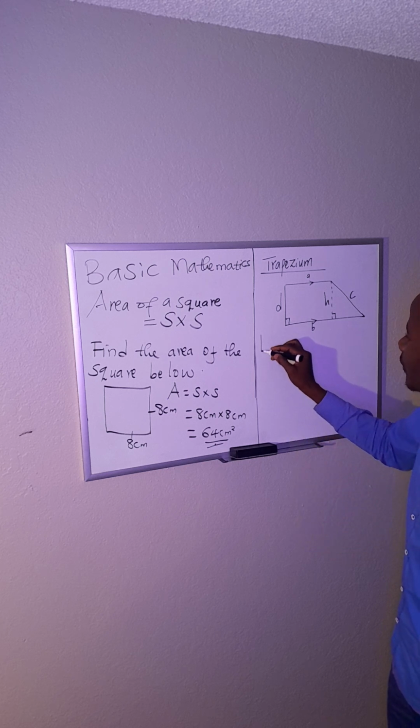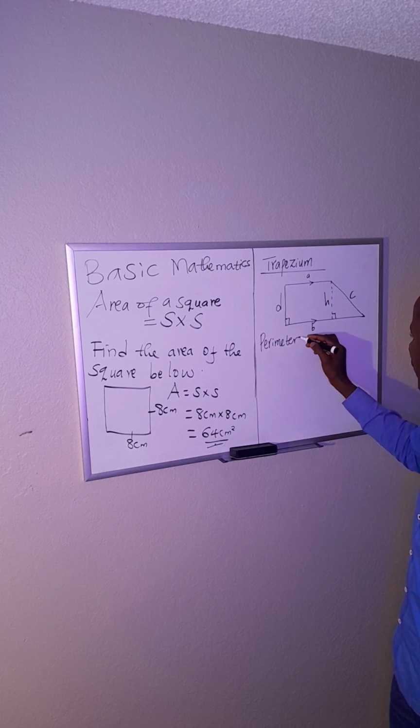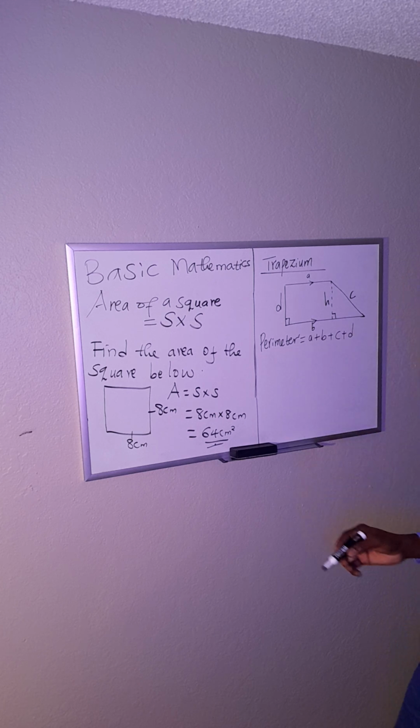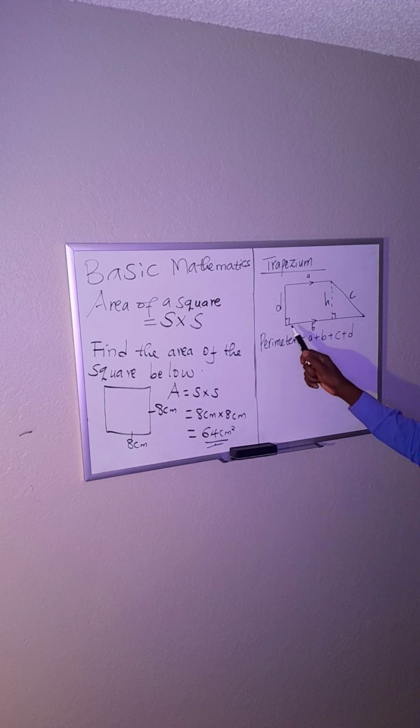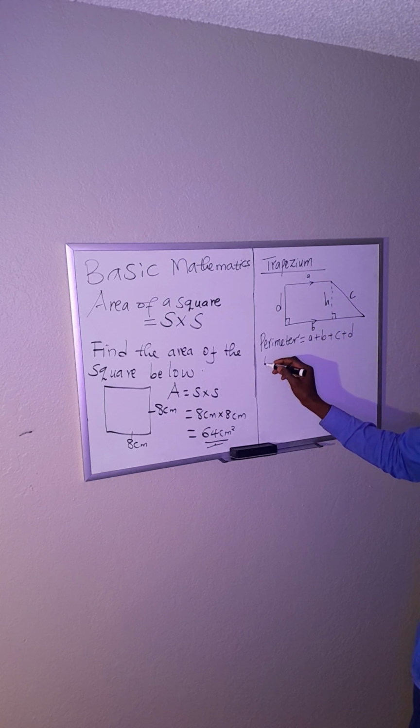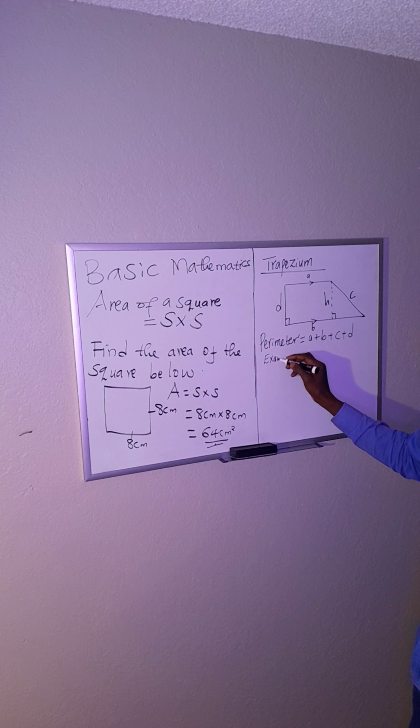Then I say I am looking for perimeter of a trapezium. So perimeter of a trapezium is equal to A plus B plus C plus D. Meaning, I add all the distance from here. I add all like that. I add B plus C plus A plus D. I expound on that by giving you an example of a question below.